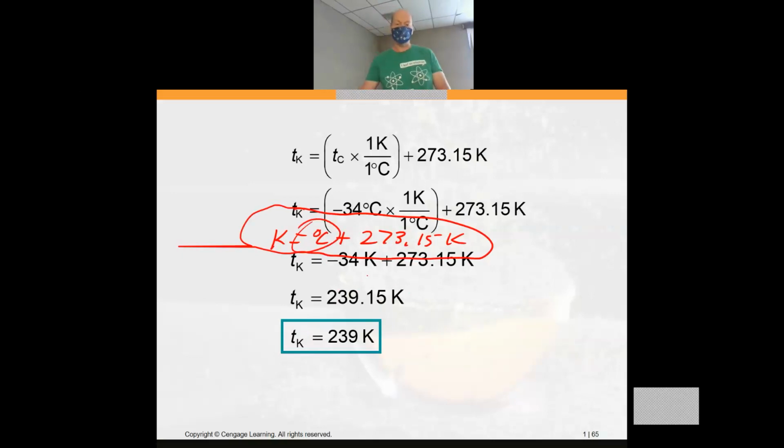Now note, this is an addition question. And so if your number was minus 34 Celsius, that's 0 decimals. This is 2 decimals. You give your answer to 0 decimals. All right, so that is 3 sig figs. I add 0 decimals plus 2 decimals, and I give my answer to 0 decimals.